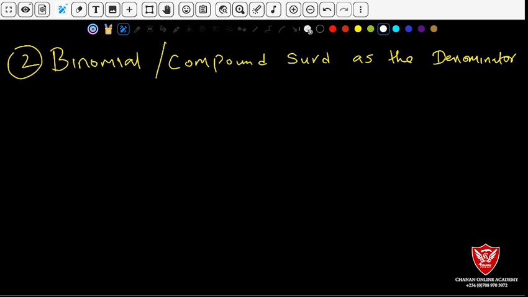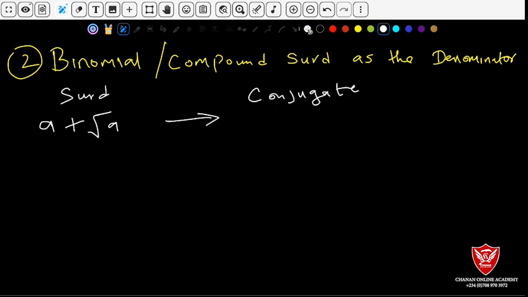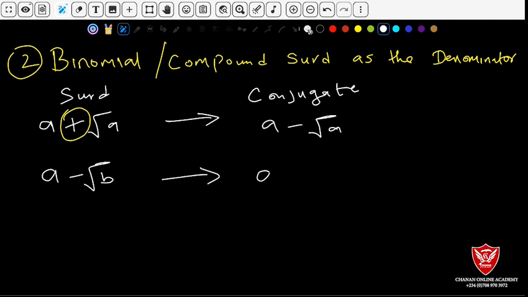Now, when we are rationalizing a binomial surd, we use a conjugate. Now, what's a conjugate? A conjugate is like an opposite. So let's say we have A plus root B as a surd. Now the conjugate is going to be A minus root B. Now what changes is the sign. The sign changed. Okay. If we also have A minus, let's say, root B, it becomes A plus root B. This is what we mean by conjugate.